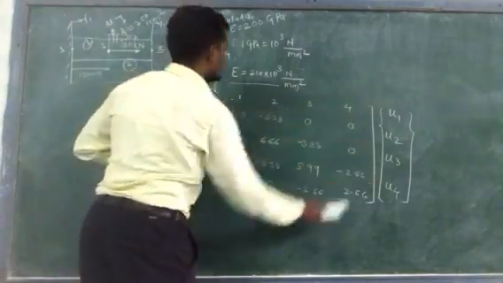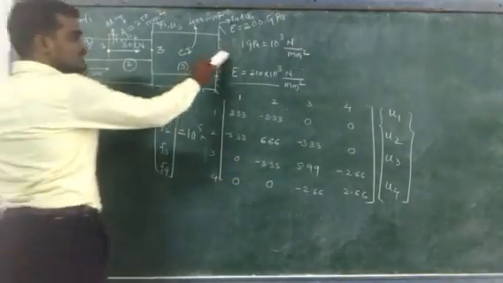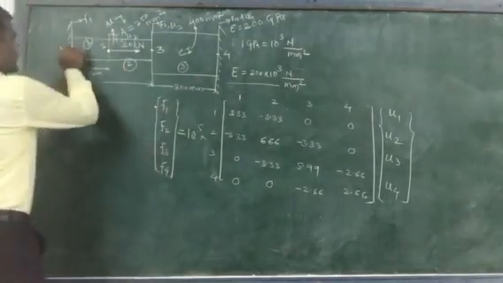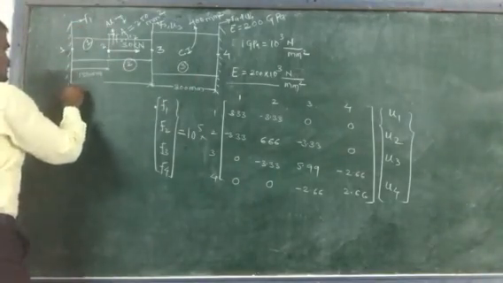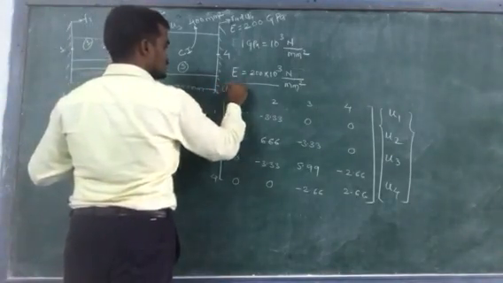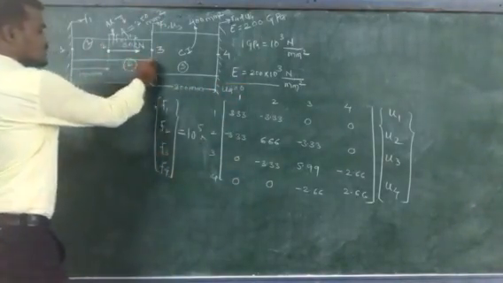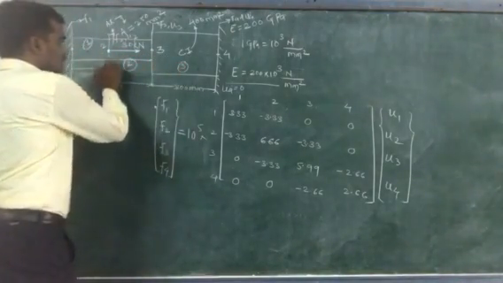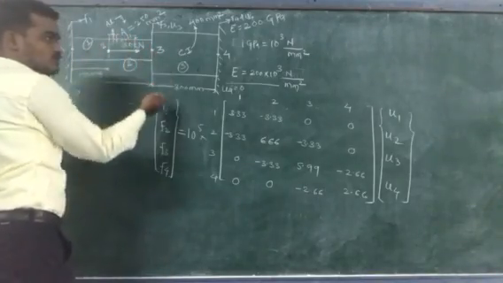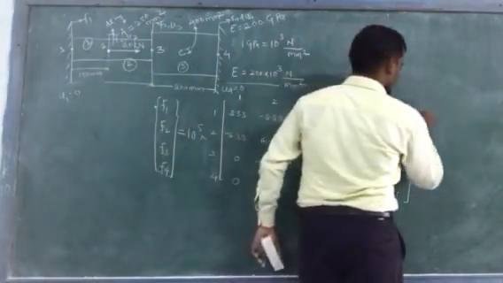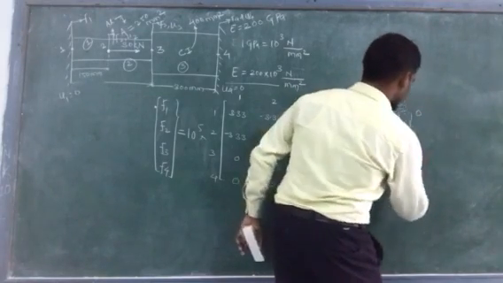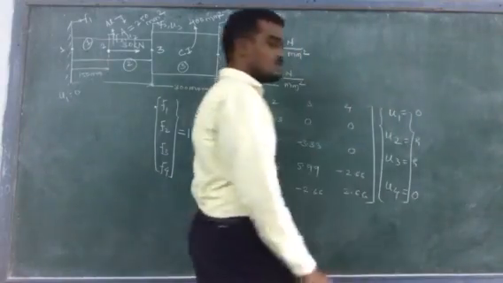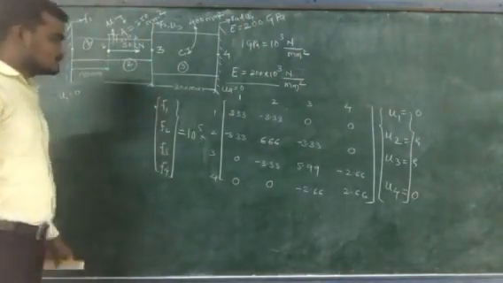So for displacements, as we know that node 1 and node 4 are fixed. If the nodes are fixed, then displacement should be 0. So here U1 will become 0 and U4 will become 0. And for U2 and U3, these nodes are free, means there will be some displacements there. So U2 and U3 are the unknowns. U1 and U4 become 0. U2 is unknown, U3 is unknown.